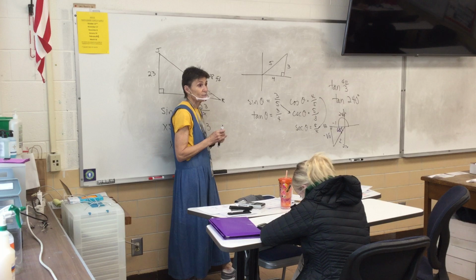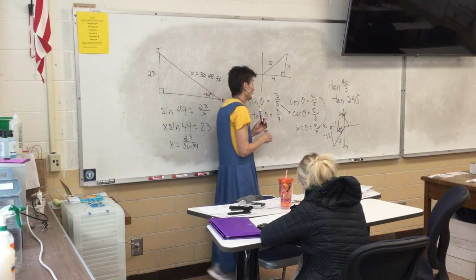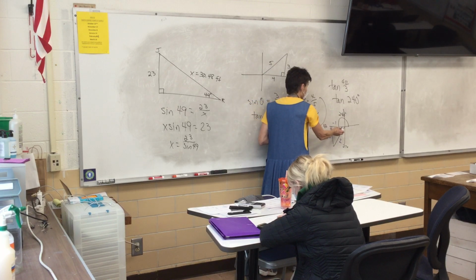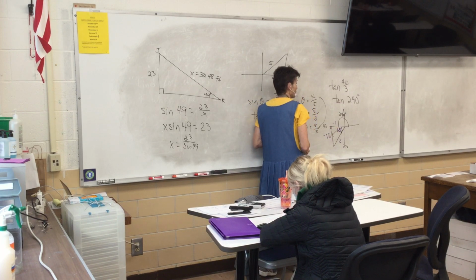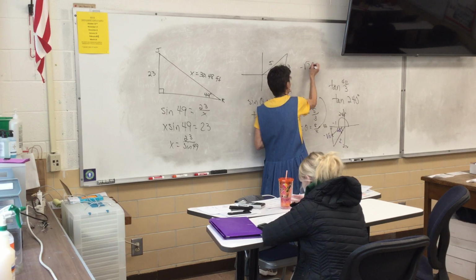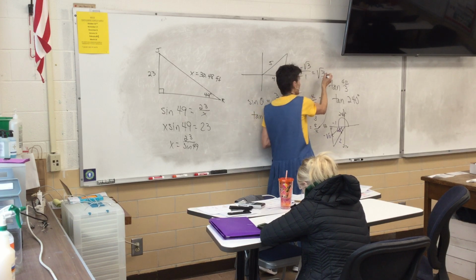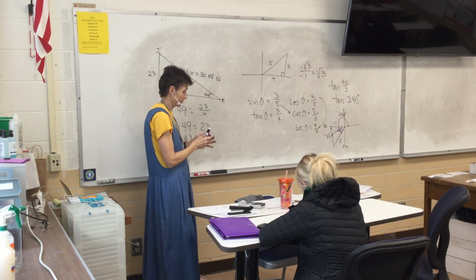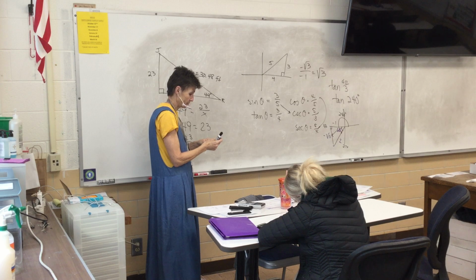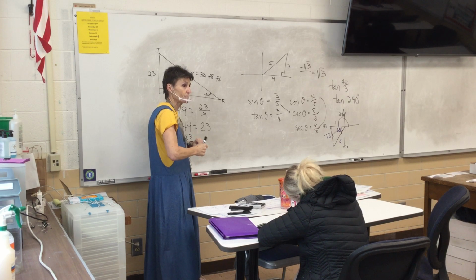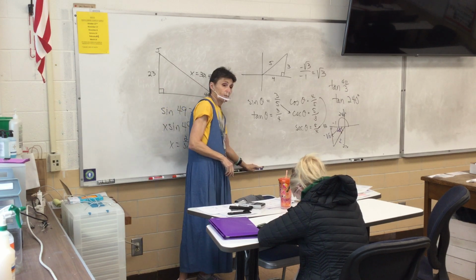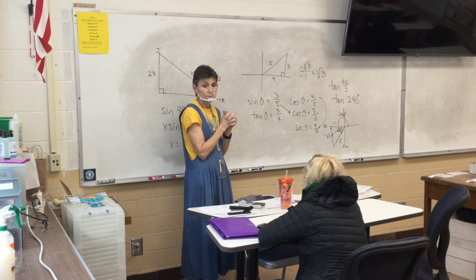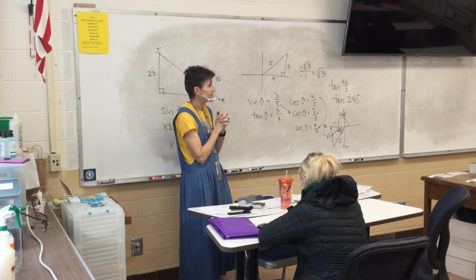So now I'm going to do the tangent. What's the tangent? This is your angle. Tangent is opposite over adjacent. So negative root 3 over negative 1, which is just root 3. All right, now we need our calculators because we're just going to be typing.